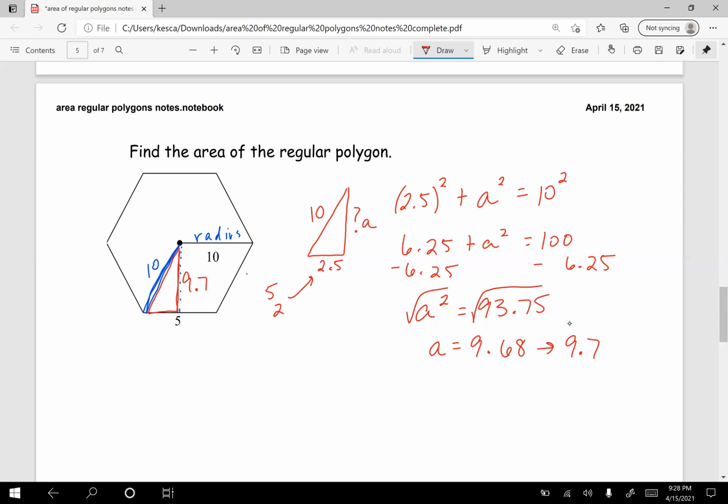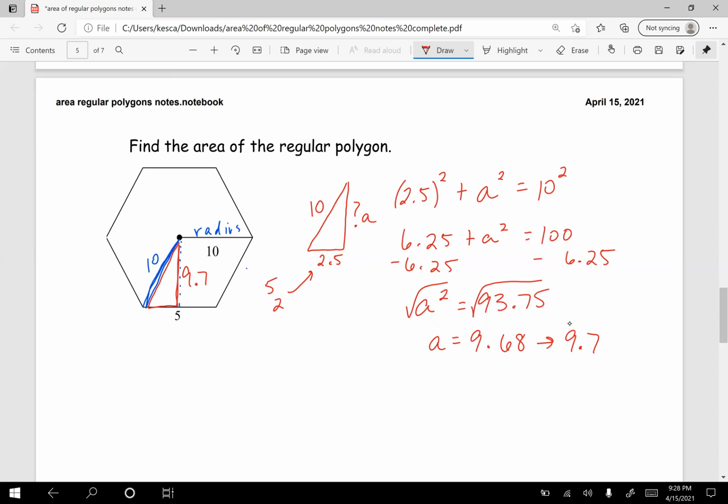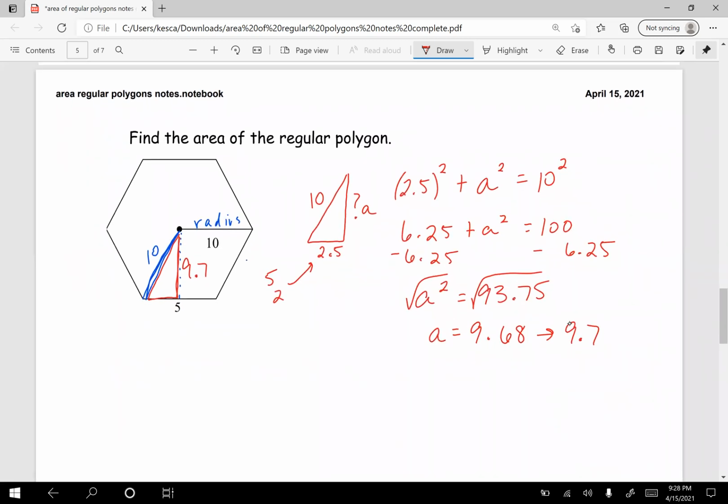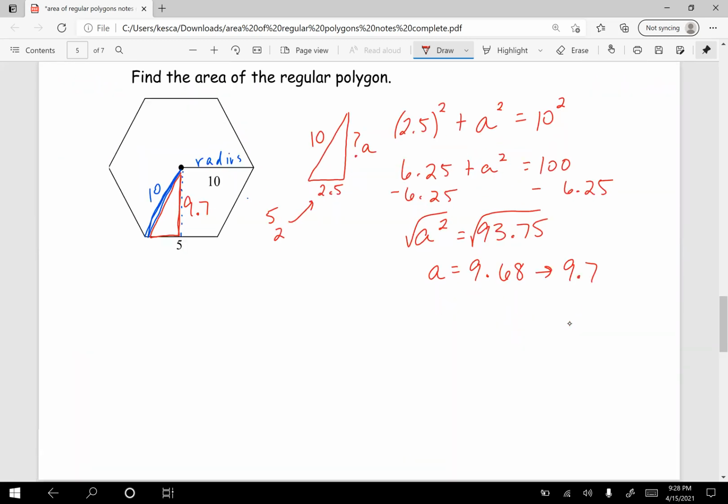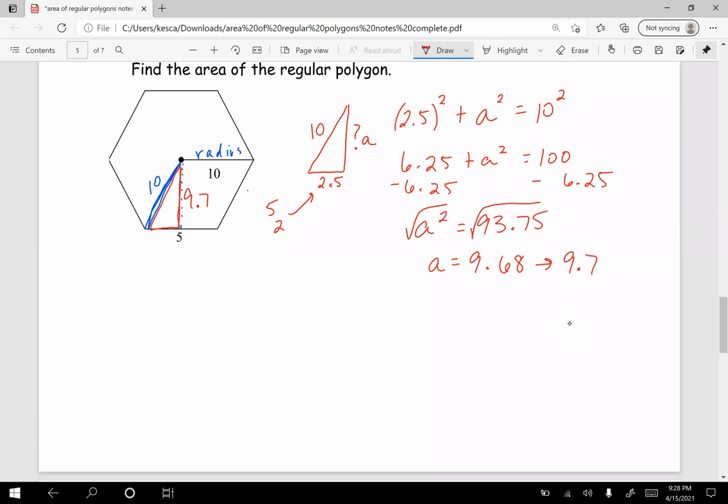And if it's a multiple choice type question and you round, you're going to choose the answer choice that's closest to it. Because with the rounding, it is going to have a little bit of an error, but you'll just choose the one that's closest. And for our answers in class, we'll choose rounding to the nearest tenth for this part.